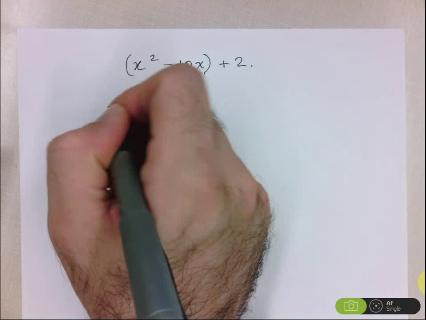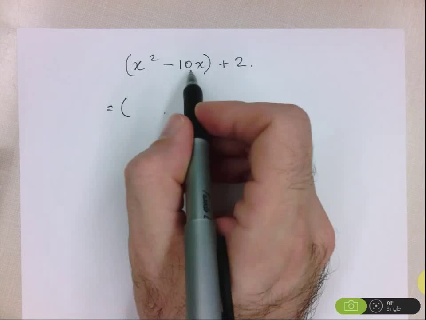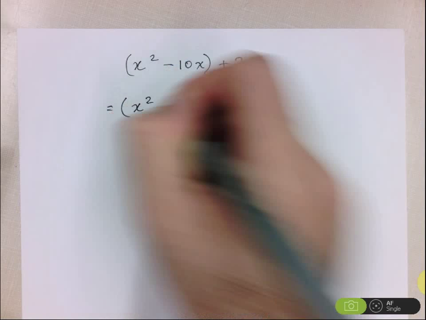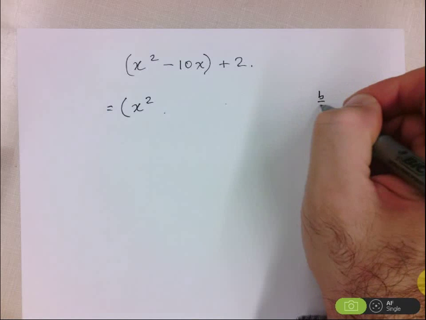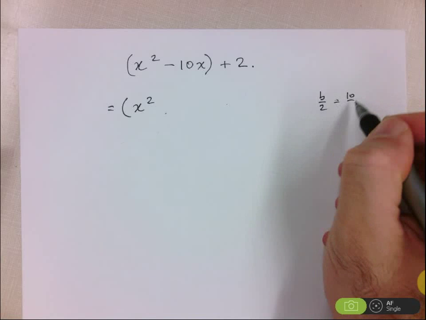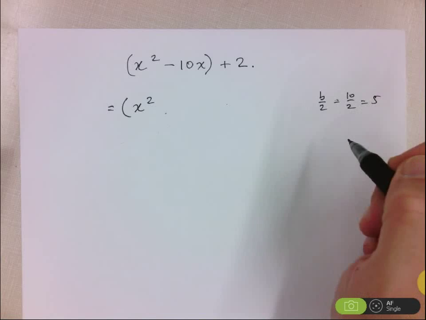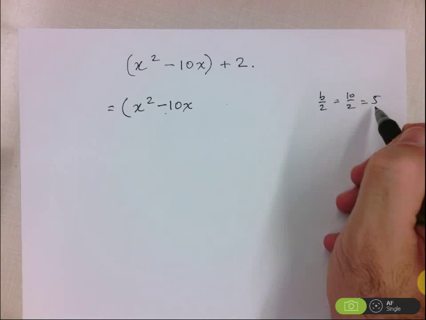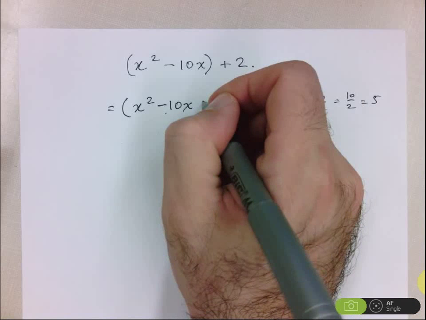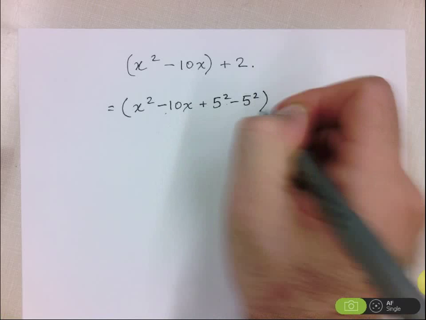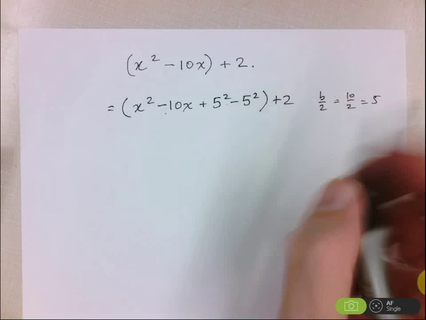Okay, so step 2, and I'm going to work only in the bracket, I'm going to worry about this plus 2 at the end, is I have to determine b divided by 2. In this case here the b value is 10, so b divided by 2, 10 divided by 2 is 5. Okay, so minus 10x, and what I have to do is add and subtract the square of this value. So I'm going to add 5 squared and subtract 5 squared. Okay, and then of course I still have the plus 2.